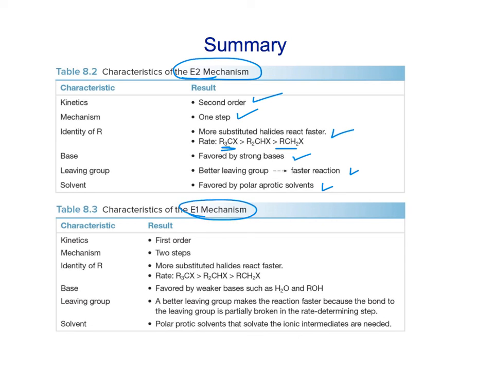For E1 mechanisms, it's first order, and that's what the 1 stands for, though it contains 2 steps, where it includes a carbocation intermediate. The more substituted the alkyl halide, the faster the reaction, and that's also because of the formation of the carbocation. Remember, more highly substituted carbocations are more stable than less substituted carbocations. It's favored by weak bases, good leaving groups, and polar protic solvents.